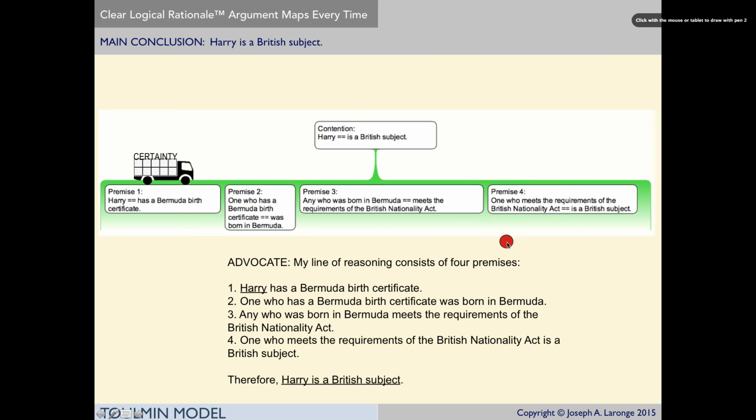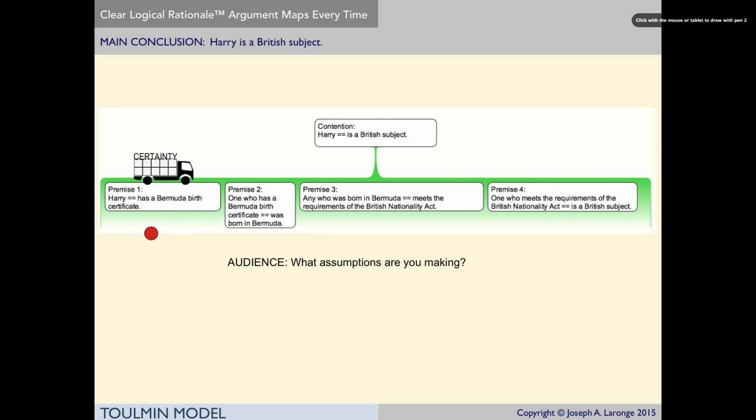And you don't need to think in terms of data, warrant, backing. All you need to do is think in terms of linked premises, following the logic bridge for requirements. And the reasoning questioning might continue.